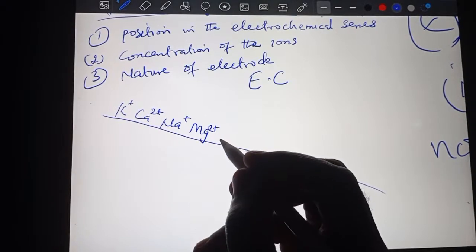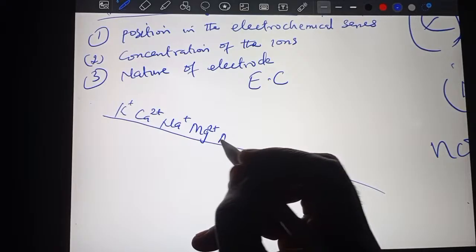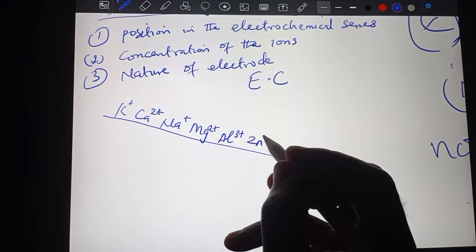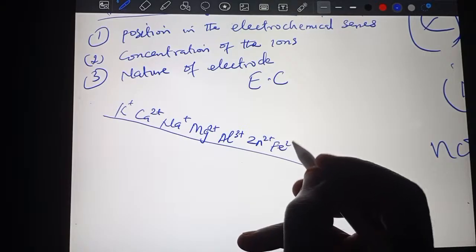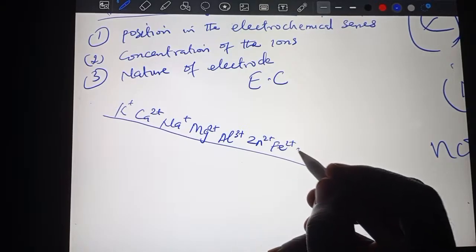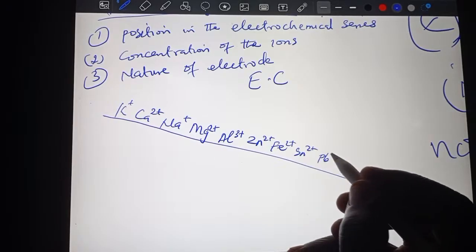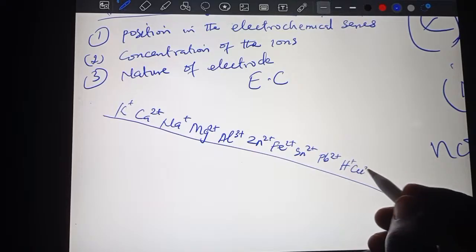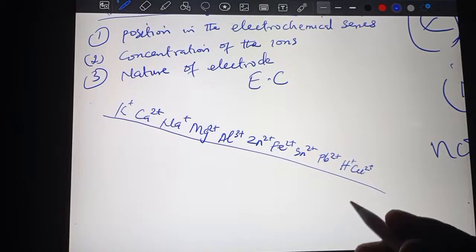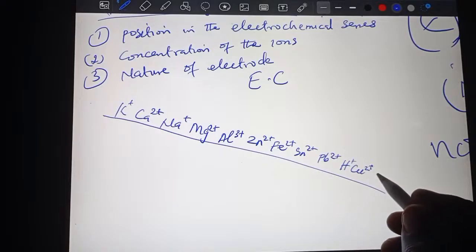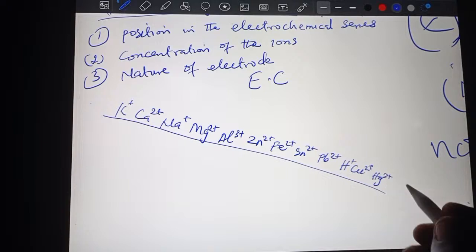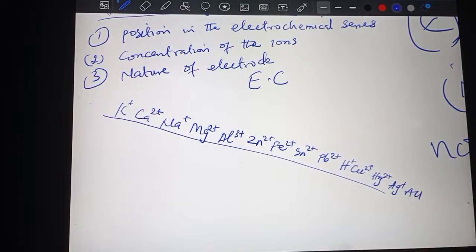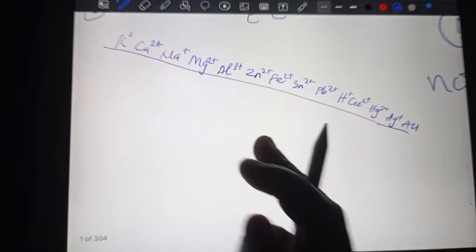magnesium, aluminium, zinc, iron, tin, lead, hydrogen, copper. Copper, mercury, silver, and gold. Okay, that is it for the cations.